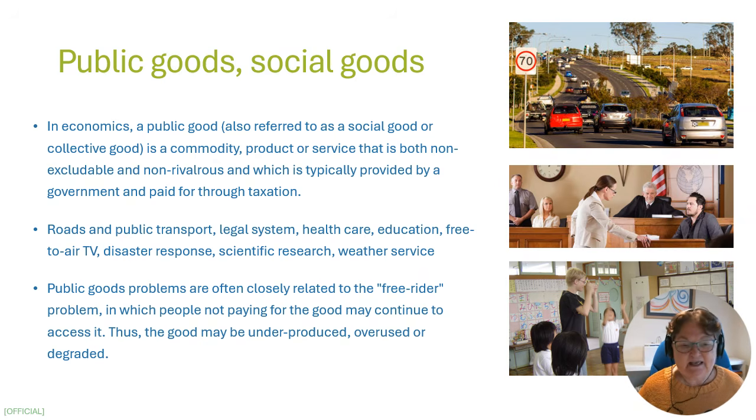Sometimes these products can be underproduced, overused, and degraded because who pays for them? The government has to pay for them, and there's always competition for the money to get things done. So, say for example, there's not enough money to pay for emergency responses for women in domestic violence situations. So that service is underprovided.